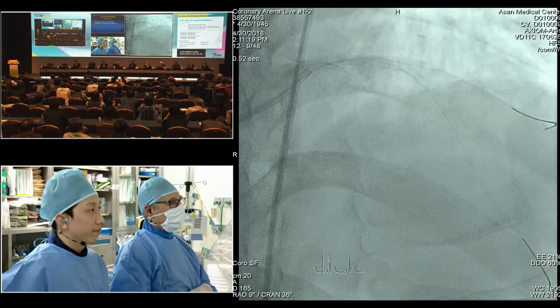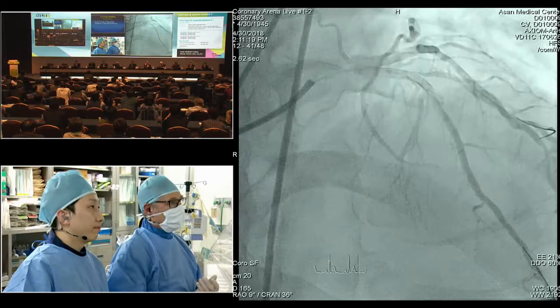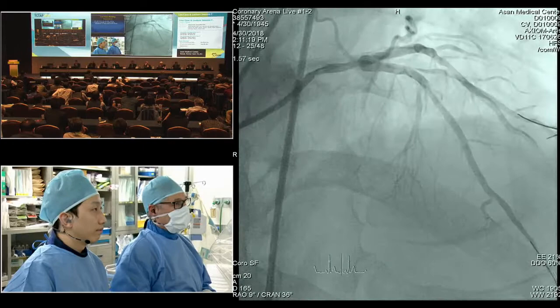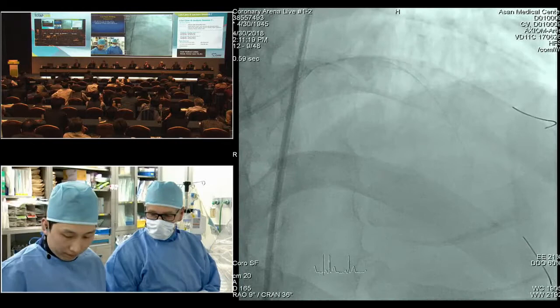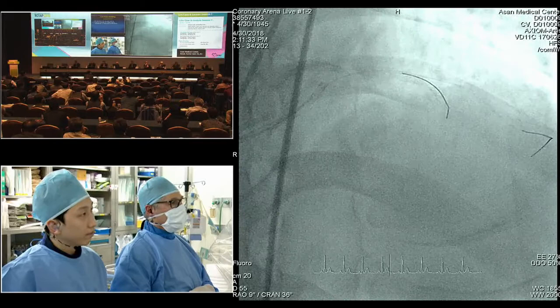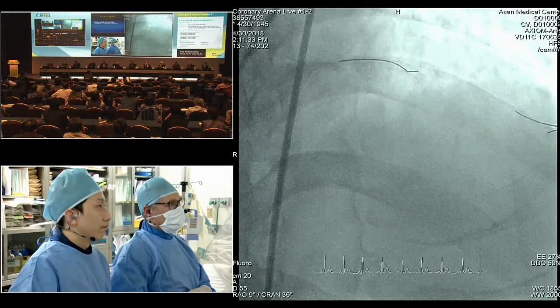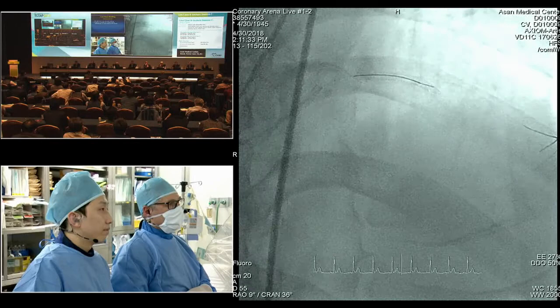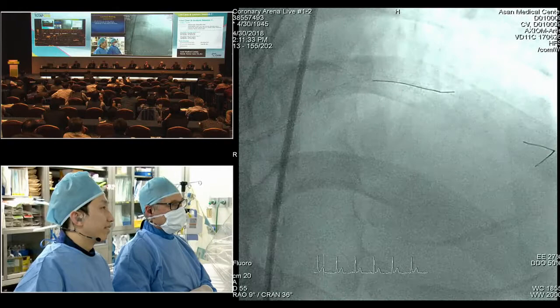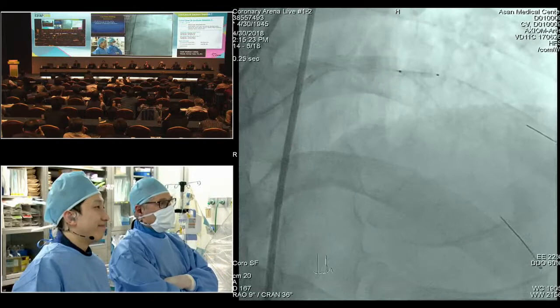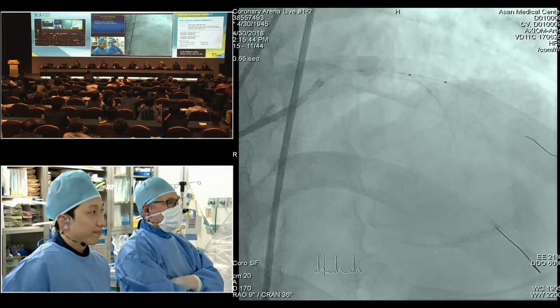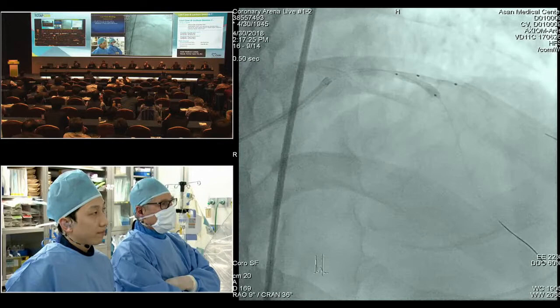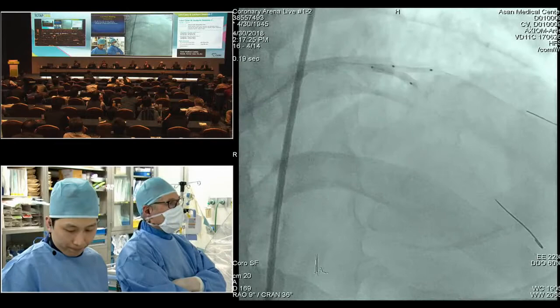Of course, we have some carina shifting in the diagonal branch with a subtotal lesion. Maybe if we do FFR, it will be negative, but I prefer to open the strut of this side branch. So I remove the wire from the LAD. You see the shape of the wire was made in order to go into the diagonal branch. This is registered, but it's live. Then we open the strut with a 2.0 non-compliant balloon at high pressure. Then we have done a kissing balloon inflation with a 2.0 at high pressure and 3.0 at low pressure. So this is the final result.